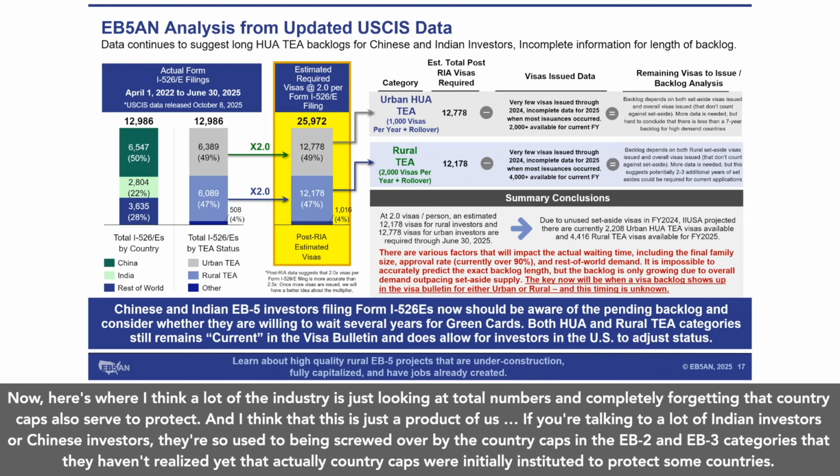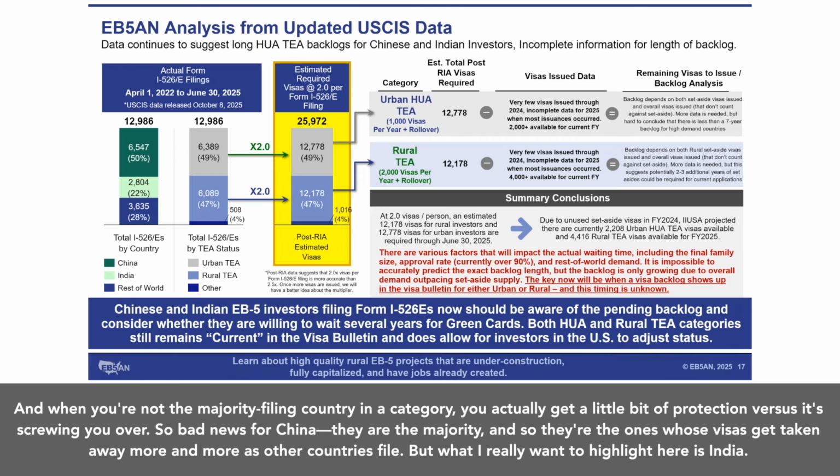Now, here's where I think a lot of the industry is just looking at total numbers and completely forgetting that country caps also serve to protect. And I think this is a product of, if you're talking to a lot of Indian investors or Chinese investors, they're so used to being screwed over by the country caps in the EB2 and EB3 categories that they haven't realized yet that country caps were initially instituted to protect some countries. And when you're not the majority filing country in a category, you actually get a little bit of protection versus it screwing you over.